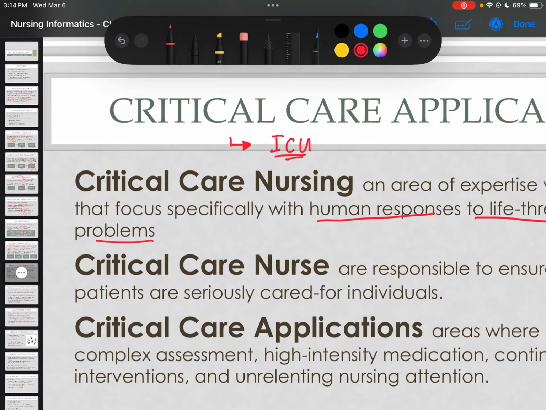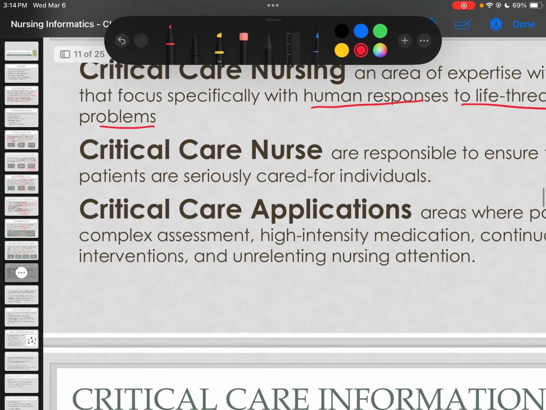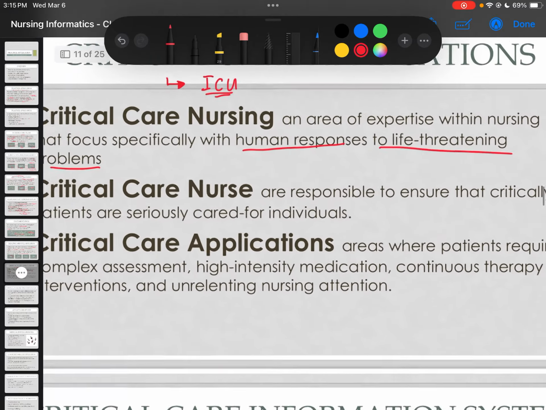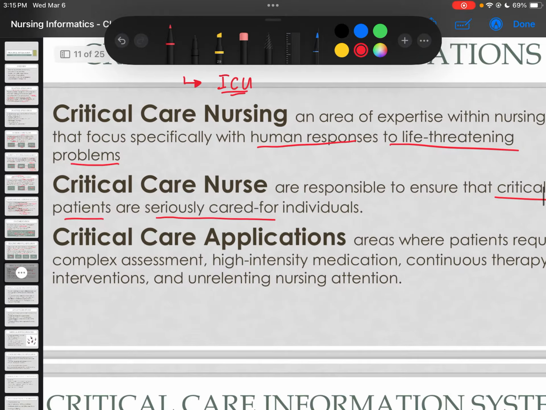But as I've said, ang monitoring, I will include it in the next topic. Mas bagay to dito. Okay? Hemodynamic monitors, arrhythmia monitors, kanang atong mga ECG monitoring, di ba? A critical care nurse is one who is responsible to ensure that critically ill patients are seriously cared for.